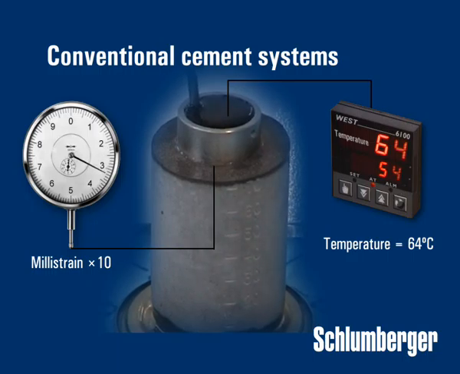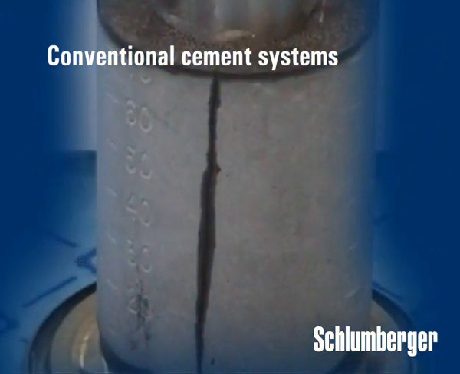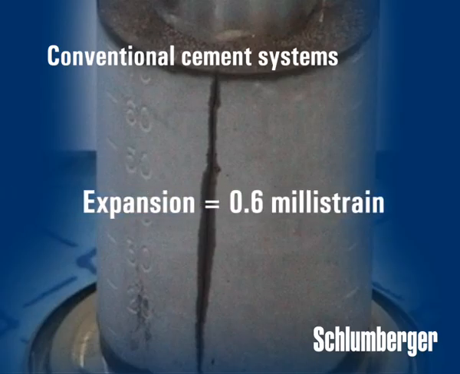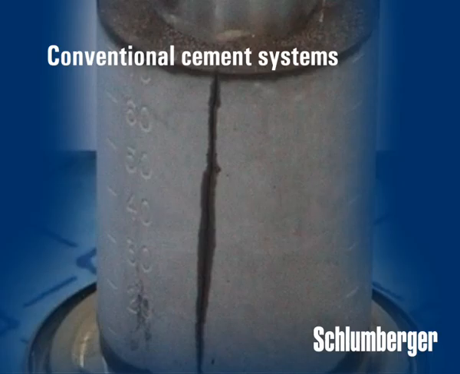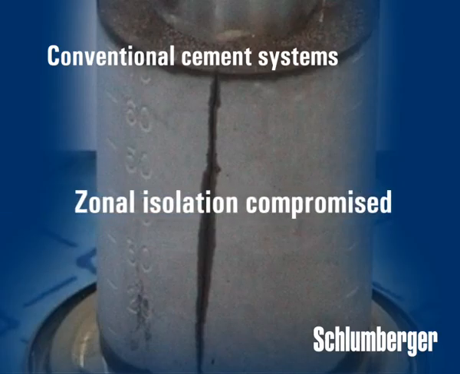This expansion is transmitted to the cement sheath, which sees a rise in annular stress to accommodate the increased diameter of the metal pipe, just like the effect of a pressure test in a real-world situation. The strain level continues to increase as the metal pipe expands. The conventional cement shows failure in tension and a longitudinal crack appears along the entire length of the cement sheath. At 0.6 millistrain, the failure is complete. The cement sheath has failed in tension and zonal isolation in an actual well would have been compromised.